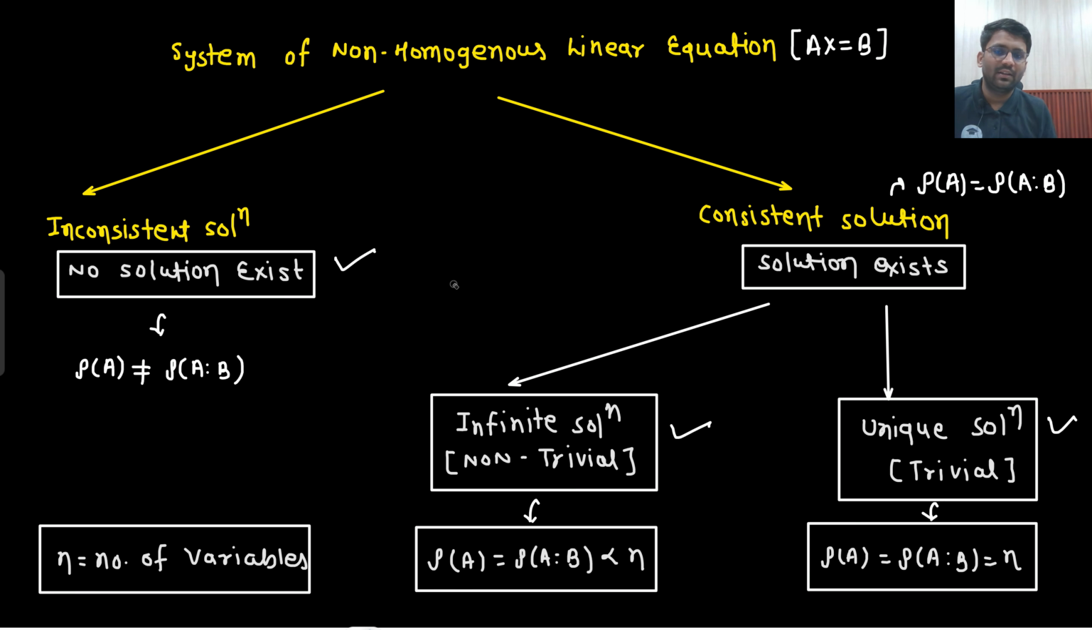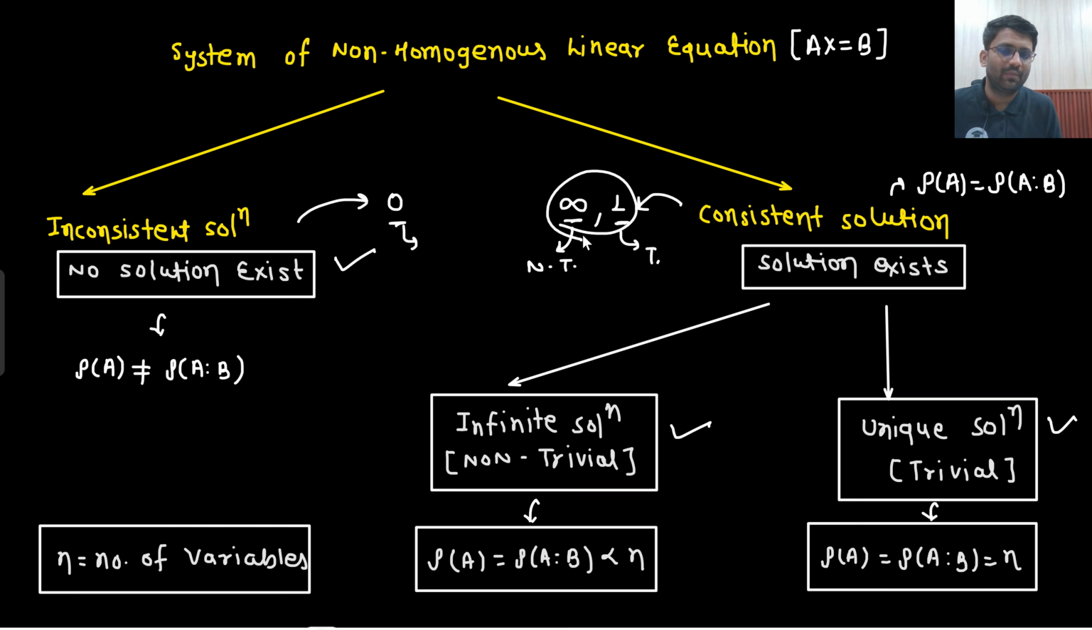How many solutions are possible? Either zero solutions, or one solution only, or infinite solutions only. So no solution, unique solution, infinite solution. What is the name of this one? Non-trivial. What is the name of this one? Trivial. And this one? Inconsistent. And what is the meaning of consistent? Consistent means both of them are considered together: it can have either one solution or infinite solutions. Then it would be known as a consistent solution. If they say consistent solution, that means a solution exists. If they say inconsistent, no solution exists.